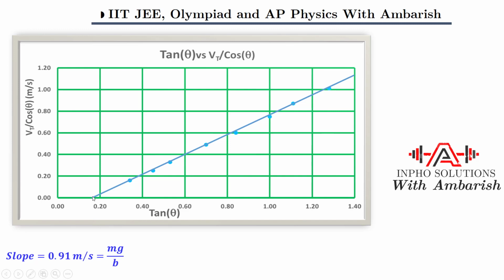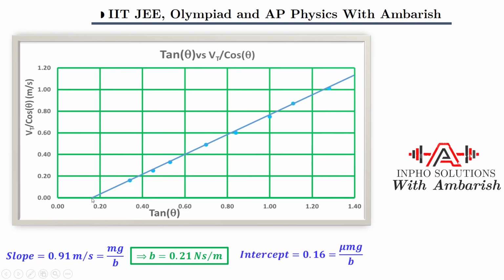So, slope and intercept, once you know them: the slope is mg by b, you know the slope and you know the values of m and g, so you can just calculate the value of b. That gives you b is equal to 0.21 Newton second per meter. Okay, so that's one part. And then the intercept is 0.16, and the intercept was supposed to be mu mg upon b. Now that you know the value of b, you can calculate the value of mu using this equation. The value of mu comes out to be 0.18. All right, so that completes part C of the question, which was also the last part.